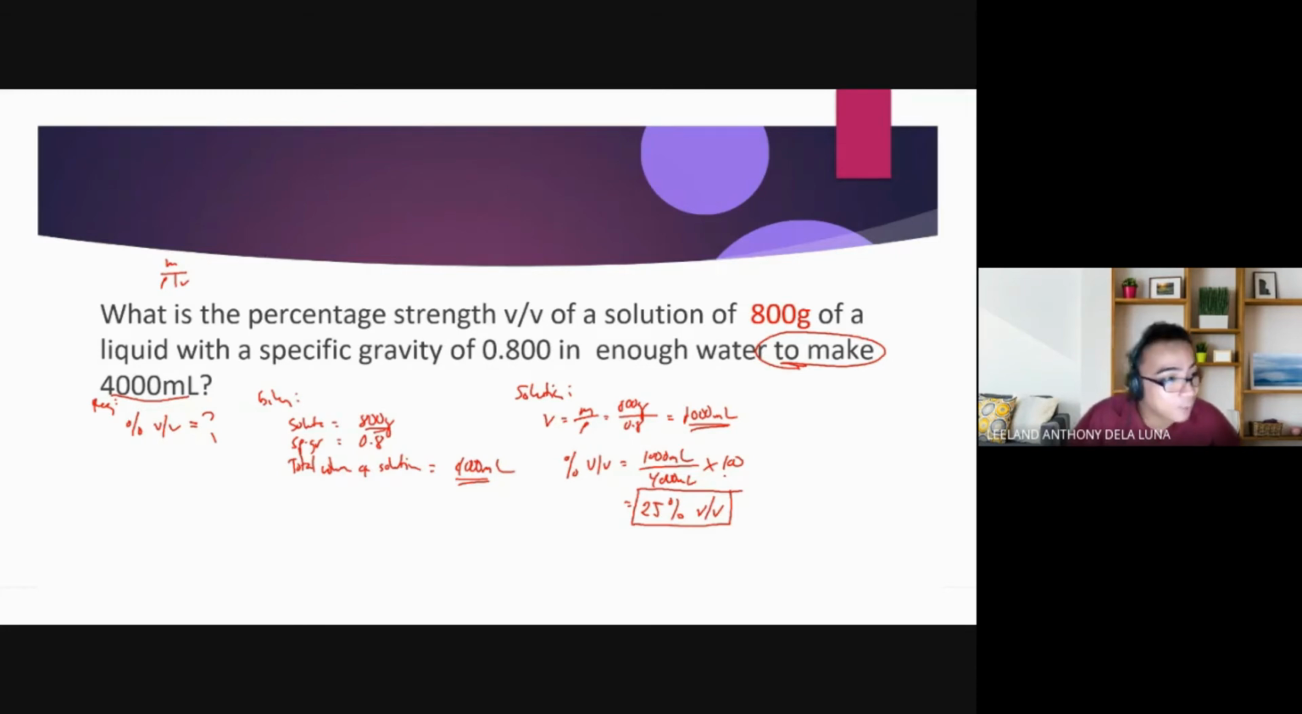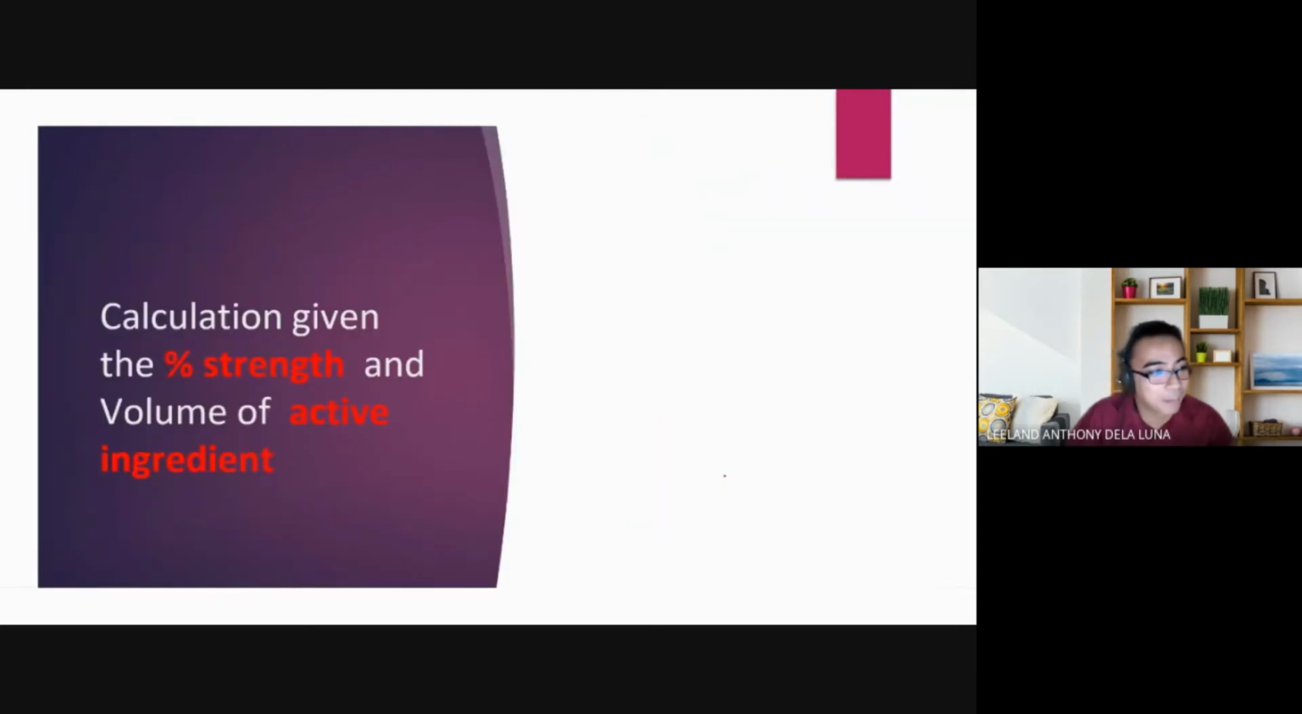Nakita nyo na klase application ng ating specific gravity. So, depende kasi kung anong hinihingi sa inyong expression. Is it weight per volume, volume per volume, or weight per weight? So, are we clear? Alright. Nice. Para pag nagpa-asynchronous activity na ako, kaya-kaya niyong sagutan. Okay? Dadamihan ko yung mga examples ng ganito. Right, next one. Calculation given the percent strength and the volume of an active ingredient.